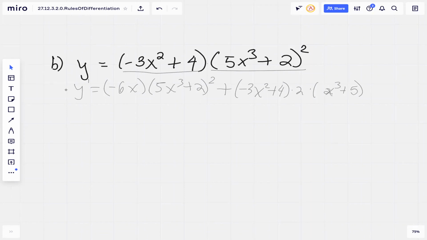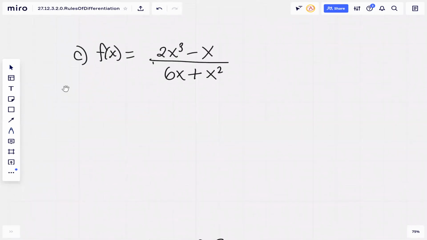Whoops. Oh dear, what was that? Okay. Times what's in the bracket, which is 15x squared. So that's the derivative of our function y. Now we can simplify it, but it's not really necessary. Again, I always tell students the more work you do, the more chance of error you're going to get. So do what you have to do.